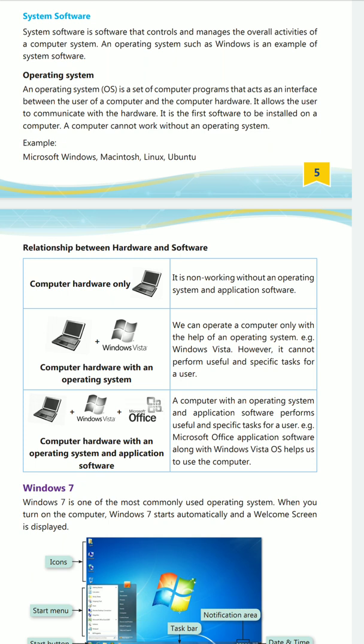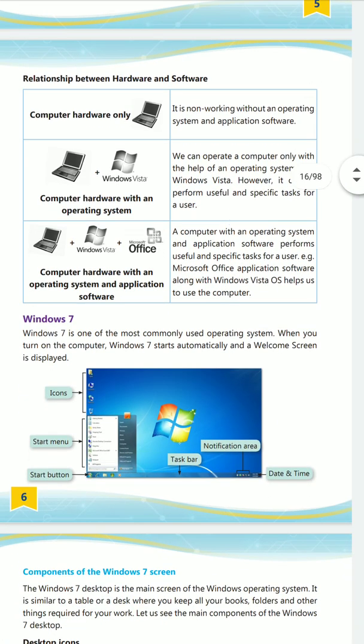Next, it allows the user to communicate with the hardware very easily, as a computer cannot work without an operating system. It is very clear: if your computer is there but no operating system is installed in it, it will not work properly. It requires an operating system, of different types such as Microsoft Windows, Macintosh, Linux, and Ubuntu. These are some operating systems, forming the relationship between the computer software and the computer hardware.